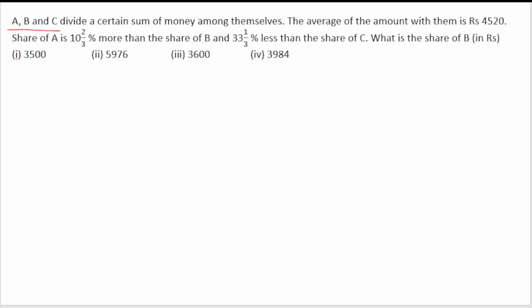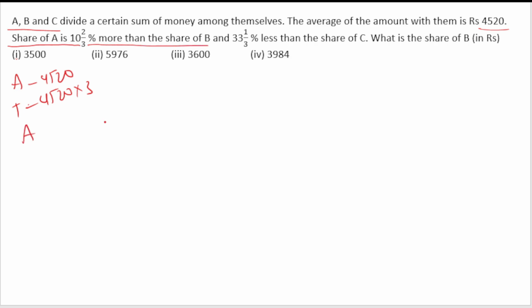A, B and C divide a certain sum of money among themselves. The average of the amount with them is 4520. If the average of them is 4520, there are 3 people. So what is the total here? It is 4520 into 3. The share of A is 10 2/3% more than the share of B.